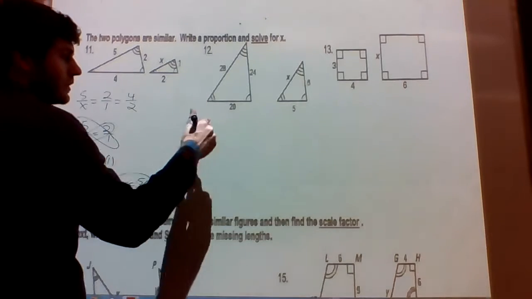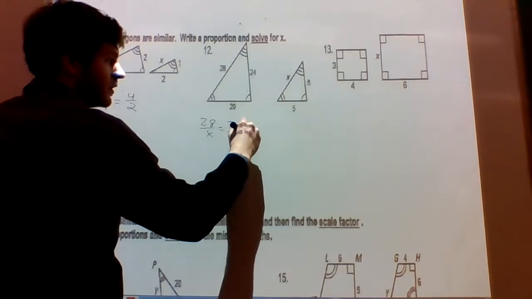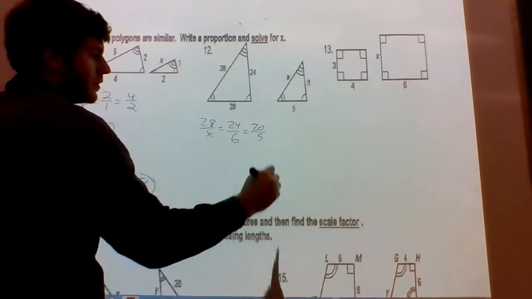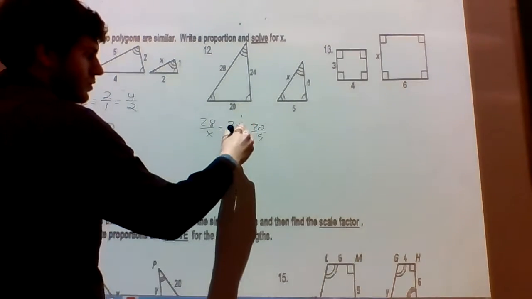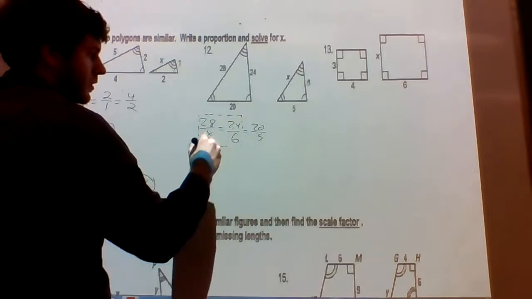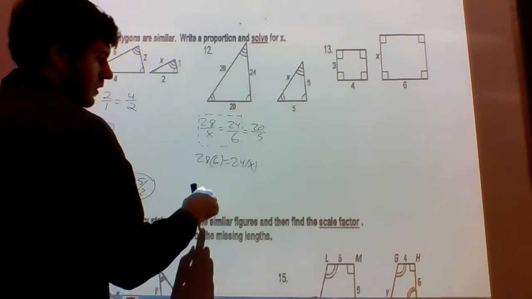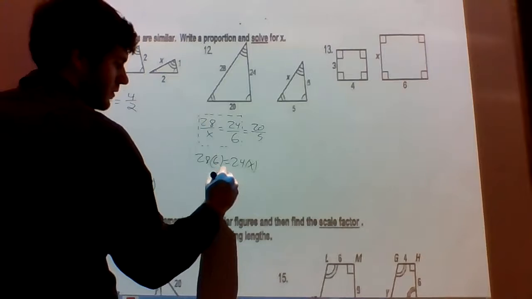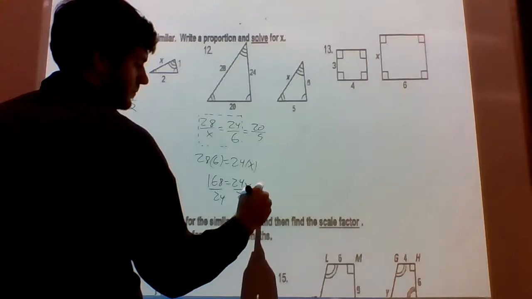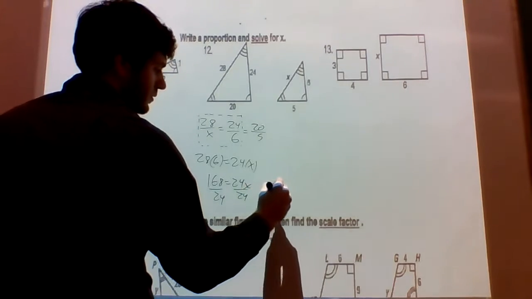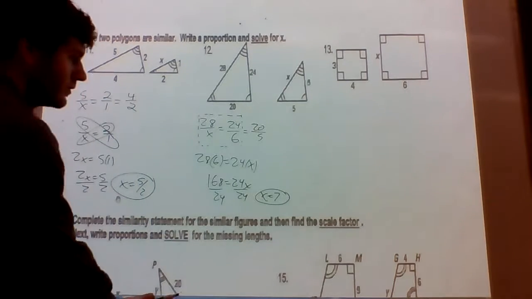Okay, next one, 28 is going to correspond with x, 24 is going to correspond with 6, and 20 is going to correspond with 5. Again, they're giving us extra information. We can just use this right here. So 28 times 6 is going to equal 24 times x. That was 168. Divide by 24. X equals 7. 168 divided by 24 is 7.